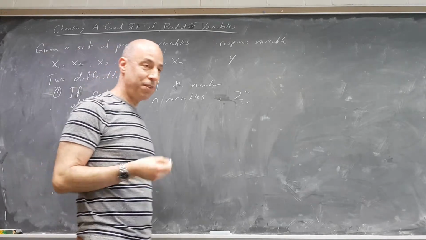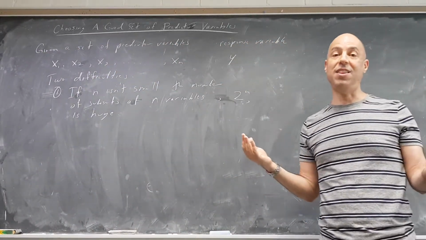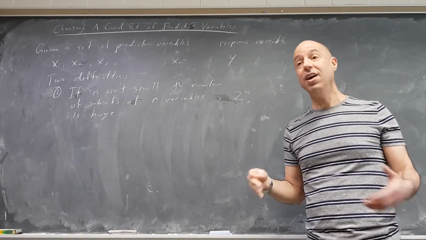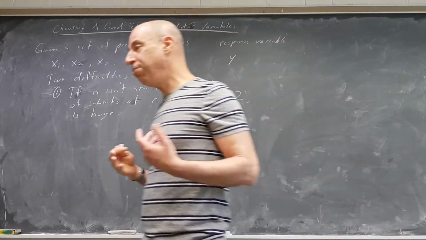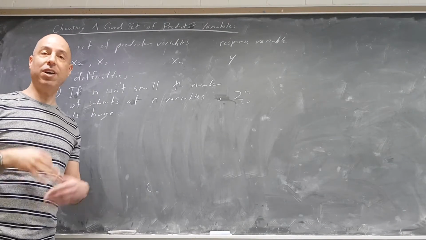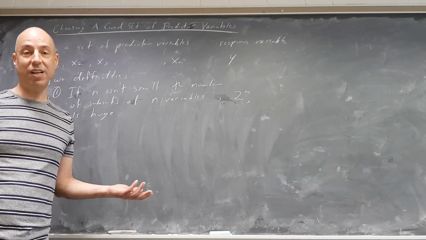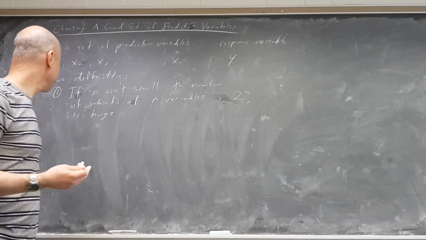If n is 10, if there are 10 predictor variables, the number of subsets of 10 things is 2 to the 10th. That's 1,000 already. That's not that bad. If n is 20, it's 1,000,000. If n is 30, it's about 1,000,000,000. If n is 40, it's already about 1,000,000,000,000. These numbers are getting big fast. And by the time n gets to, say, something like 100, there's just no way.